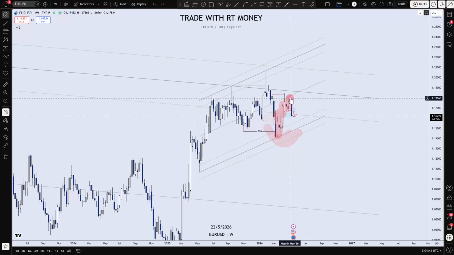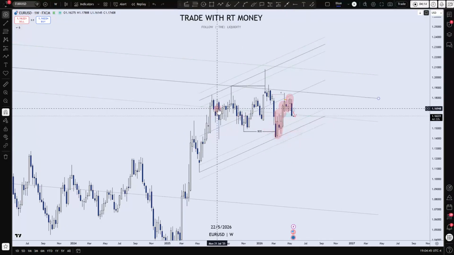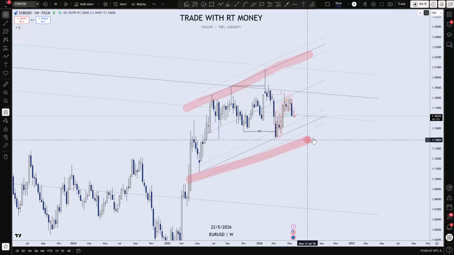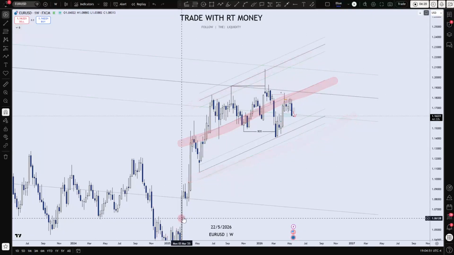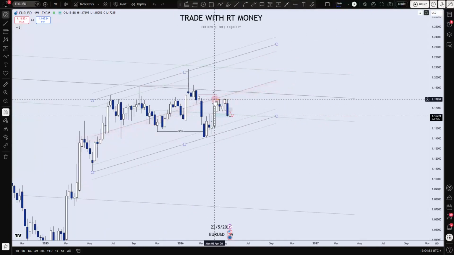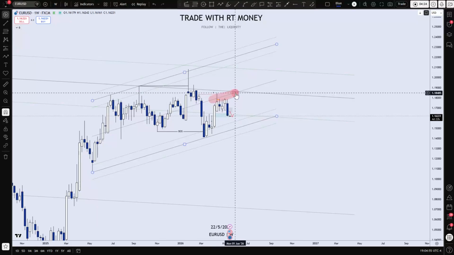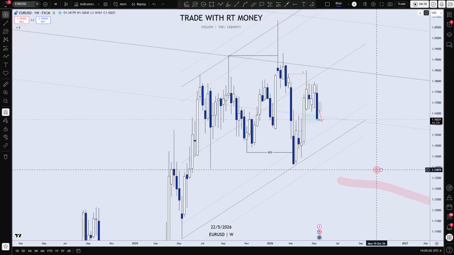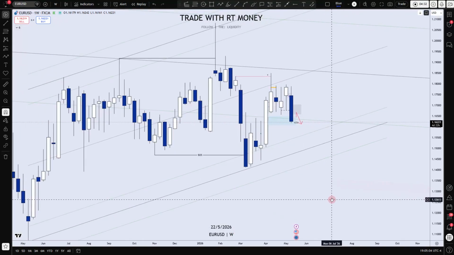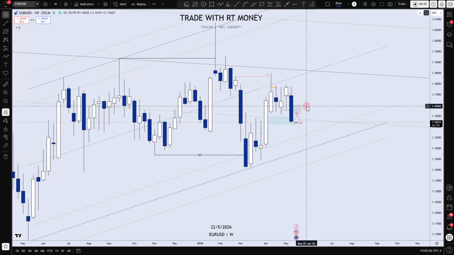Now we have a pullback. And you can see I have the high, the low, and the midpoint of this ascending channel marked out. You can see there is some respect being shown to that mid mark. What I want you to do is key in, get inside this on the weekly. There's a lot of information here.